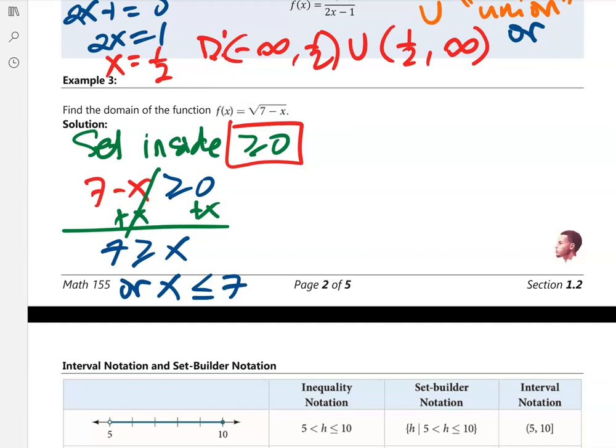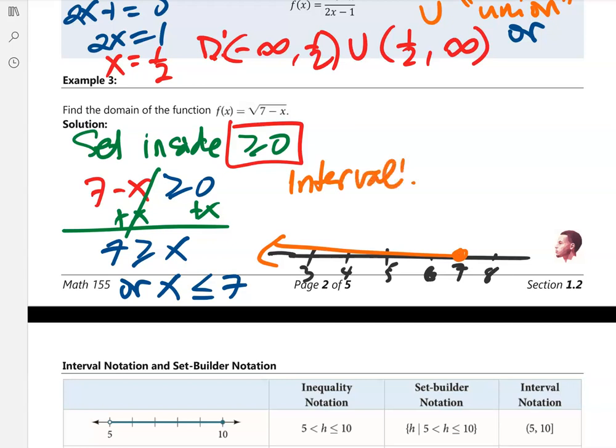What do we mean by that? On the number line, so let's say this is 7, 6, 5, 4, 3, say this is 8. x less than or equal to 7, so meaning there is a closed circle here, everything below 7. So we can write our interval as negative infinity up to 7.